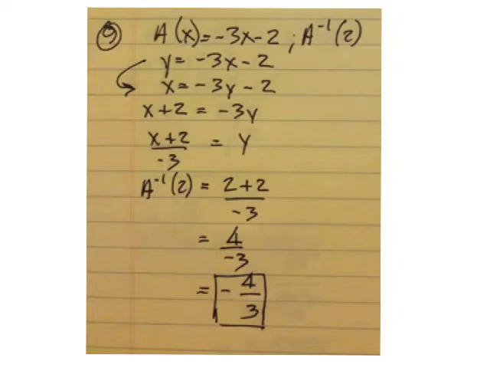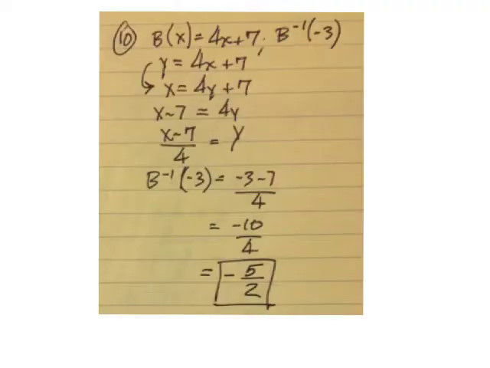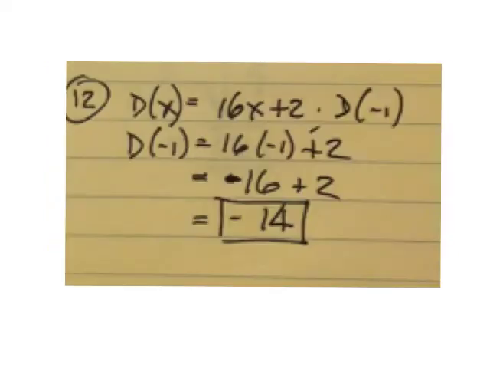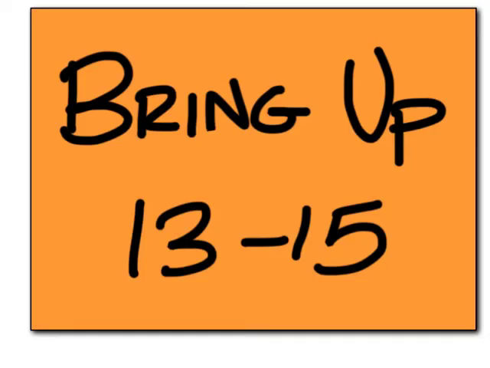And number 9 is negative 4 over 3. The answer to number 10 is negative 5 over 2. The answer to number 11 is negative 41. And the answer to number 12 is negative 14.